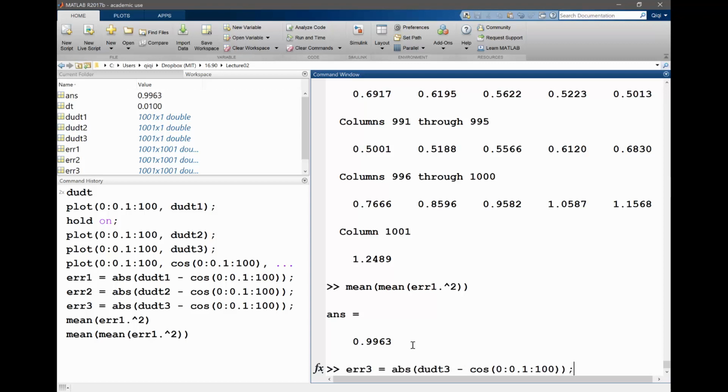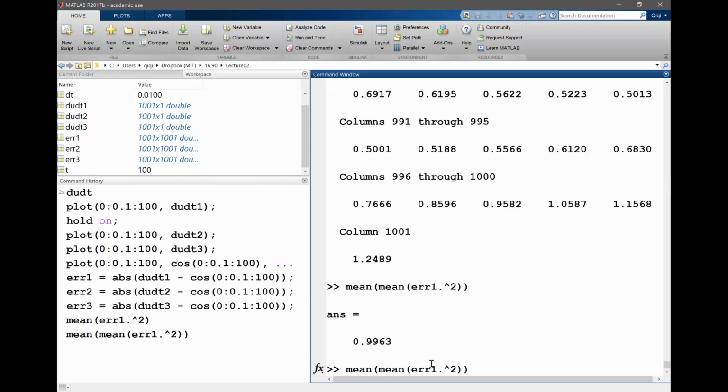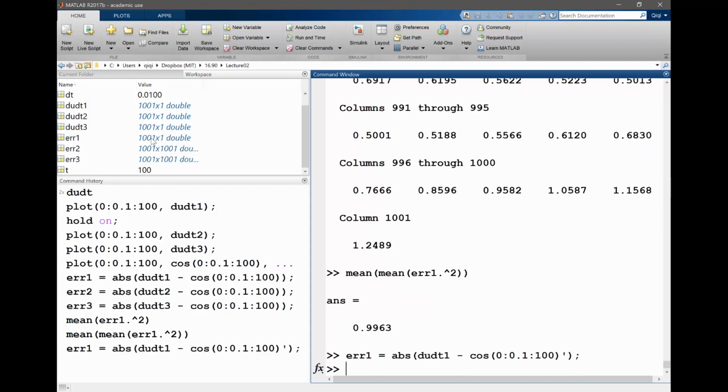Did I do something wrong? That seems too large, right? Oh, okay. Again, it's a MATLAB problem. You can easily spot it from the workspace. Okay, when I compute the error, I subtracted a column vector from a row vector. I ended up with a matrix of 1001 times 1001. So I need to transpose this in order to get the correct error.